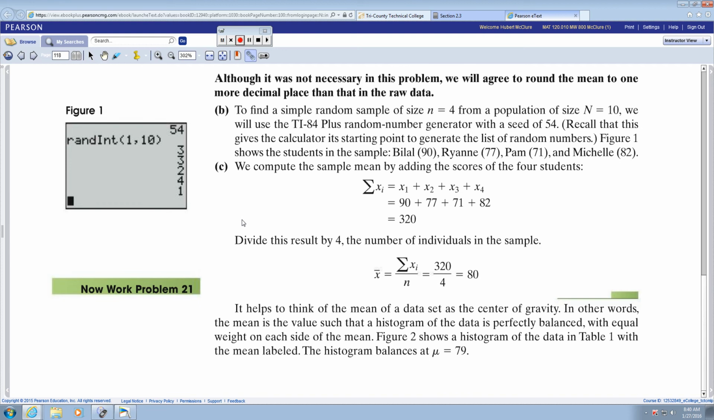I'm not going to go into that, because I'll show you how to find all the stuff at one time, so that way you don't have to go to different places in your calculator. I'll show that to you when we get there, okay?